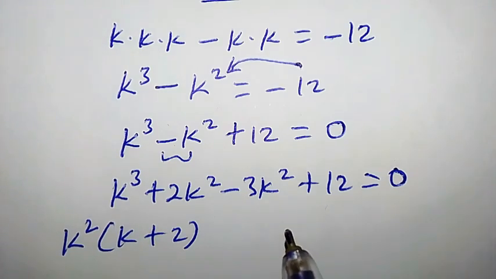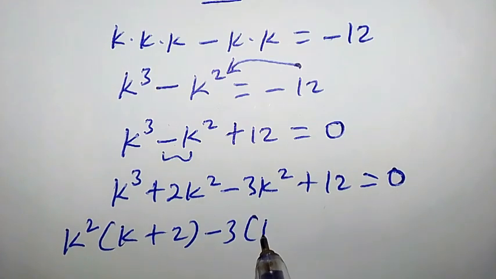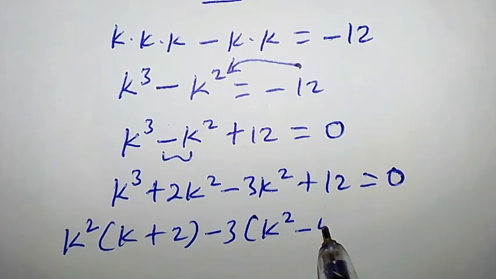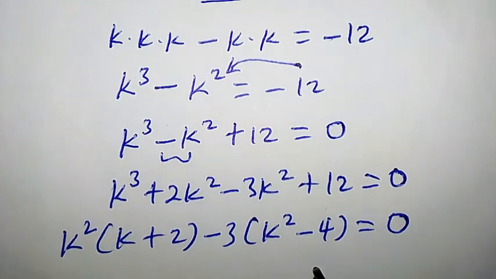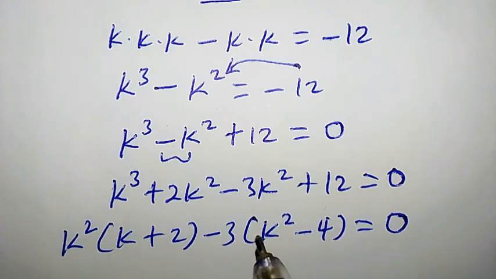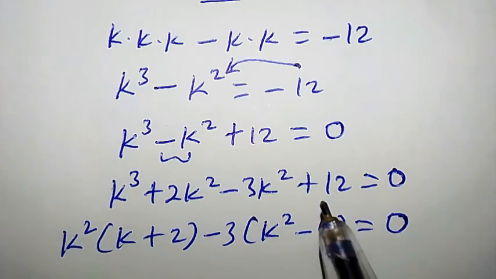What do you also notice here? You will notice that we can factor out minus 3. So we are going to have minus 3 into k to the power of 2 minus 4 equal to 0. Because minus 3 times k square gives minus 3k square. Minus 3 times minus 4 gives plus 12.